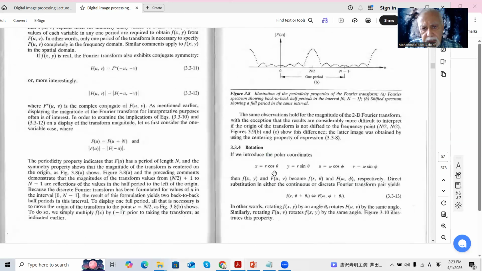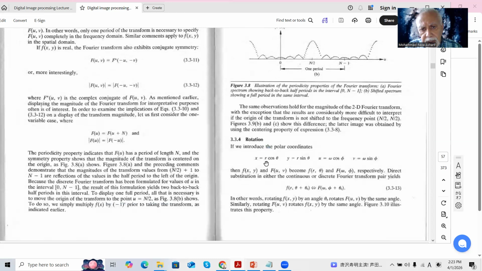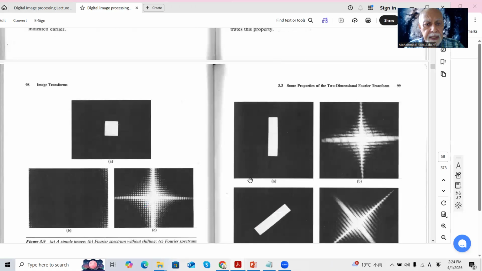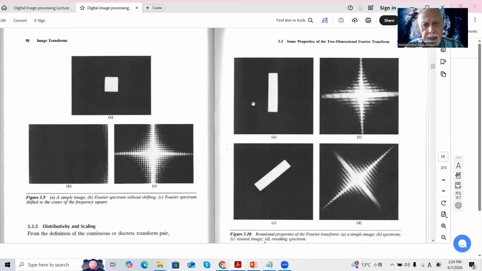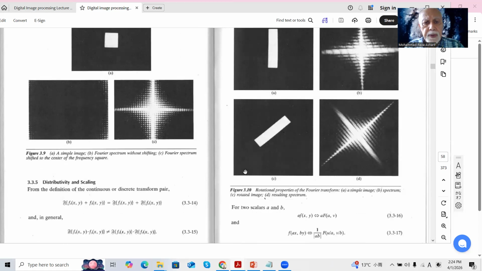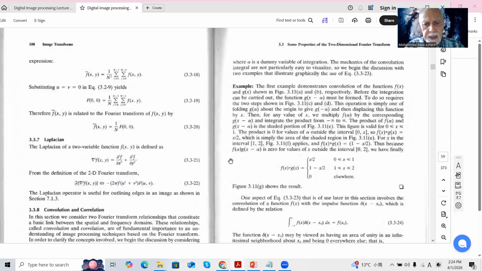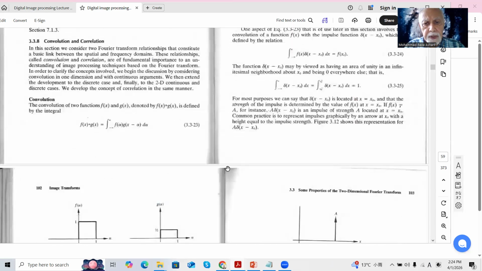Also, rotation is this one. I show you rotation. If you are in polar coordinates like this, then in the frequency domain, it rotates by the same amount of rotation. The example is here, here it rotates, and then the frequency domain also rotates. We can study the book because we don't have much time.